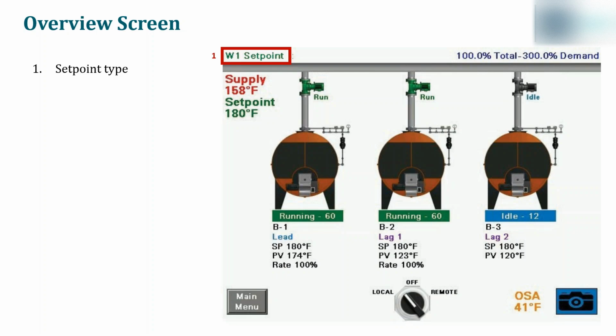Like we saw on the features overview page, there's a couple of different ways for the set point to be driven. It can be a local set point, like we're seeing here, W1 set point. There's a W2 set point because we have dual set points here. You'd also have a remote set point, or maybe an outside air temperature reset set point. And this little window here is going to tell you which set point you're using.